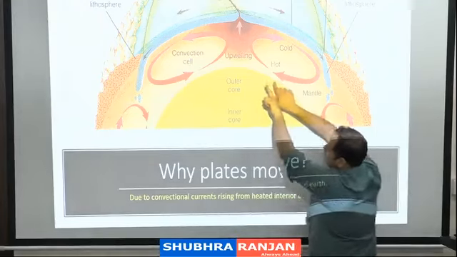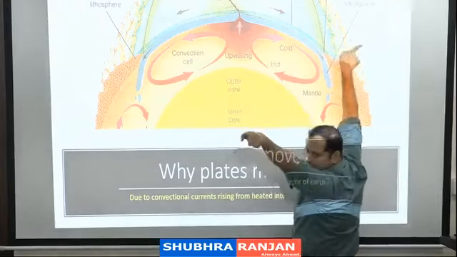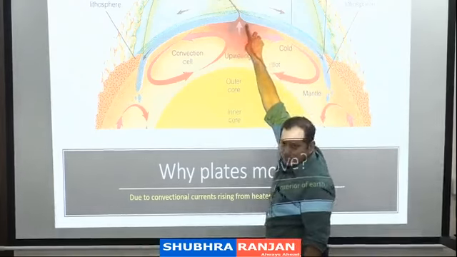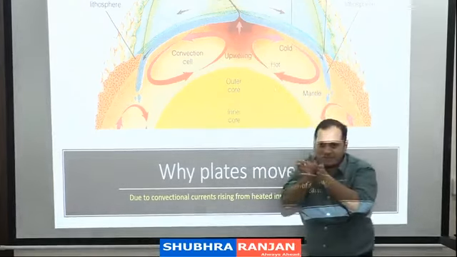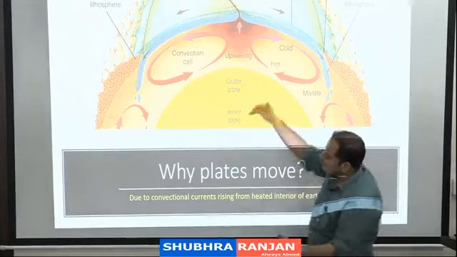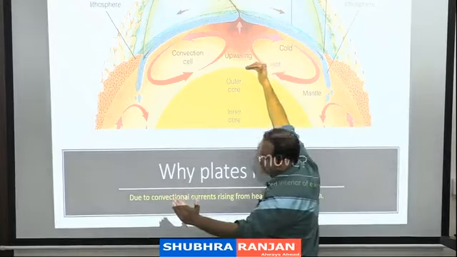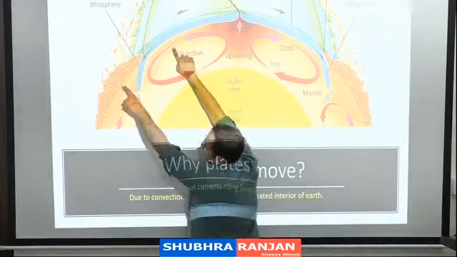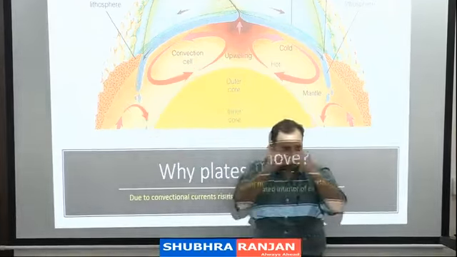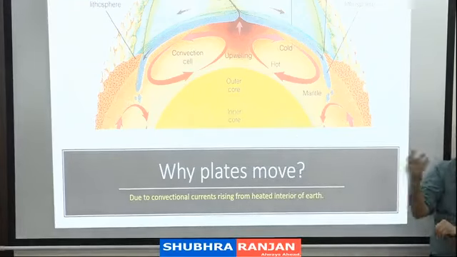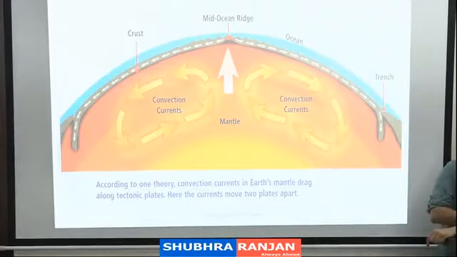But where we can see the convectional currents are bifurcating, a continent is broken, a crack has happened. And then we have a divergent boundary. Where the convectional currents are coming together, you can see the continents are converging. And this we will do, it is a convergent plate boundary. So you remember that according to one theory, convectional currents in the Earth's mantle move along the tectonic plates, and therefore the currents move the two plates apart.